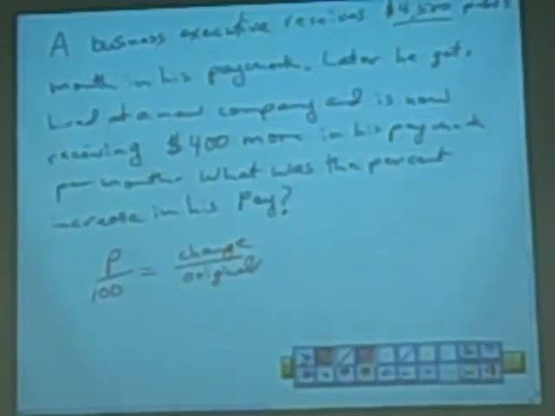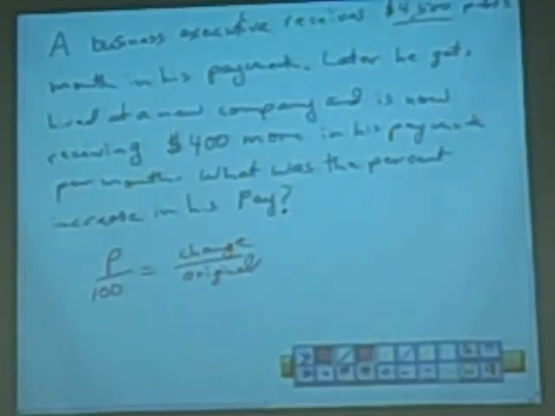So here it helps to write down our model. P over 100 equals change over original. Now with these problems, the original or the base is not always going to be the larger number. That's why we say original, not base, because it's not always the larger of the two numbers. Sometimes the change increases, and you end up with a larger number later.